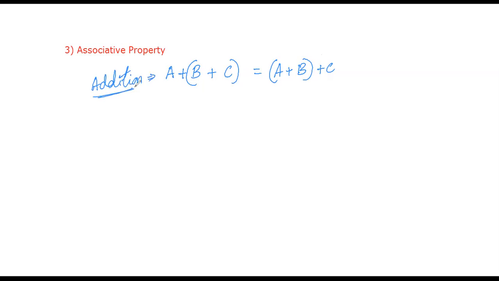Which means if we change the position of the brackets, the answer has to be the same. So it works for multiplication as well. Okay, let's try the multiplication: A times B times C. I'm just using the multiplication dot here, so that's not a decimal point though.